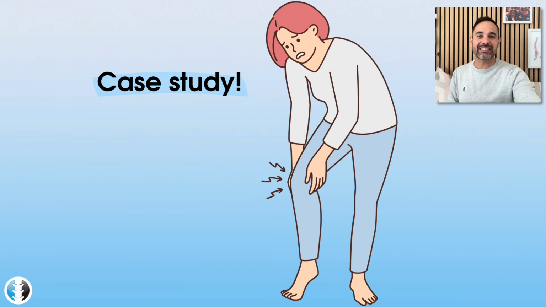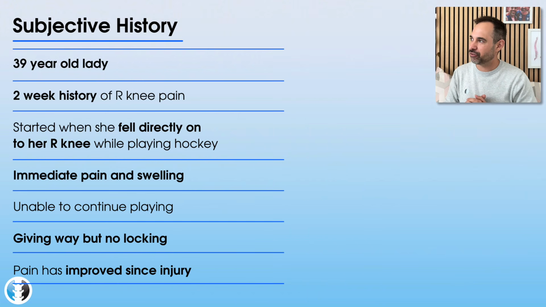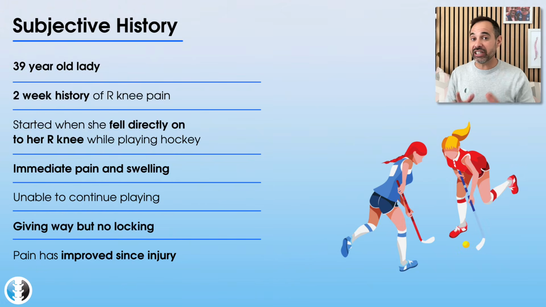And otherwise, let's dive in with this patient's subjective history. So we have a 39-year-old female patient who's presenting with a 2-week history of knee pain. We can see that she started experiencing her pain when she fell directly onto her knee whilst playing hockey 2 weeks ago. When she did this, she felt immediate pain and swelling at her right knee and she was unable to play on. Clearly a significant injury. She went off the pitch and didn't recover.